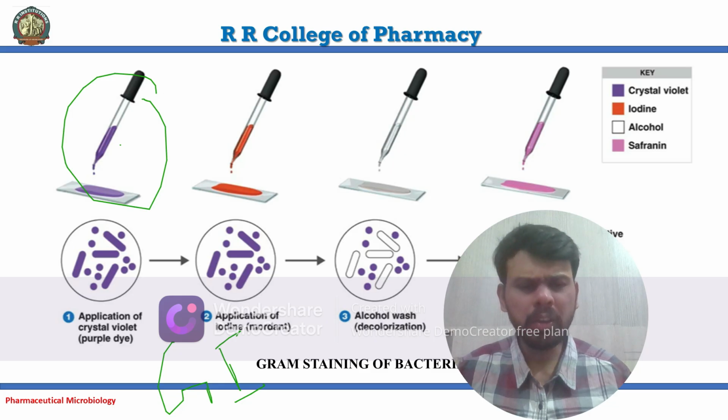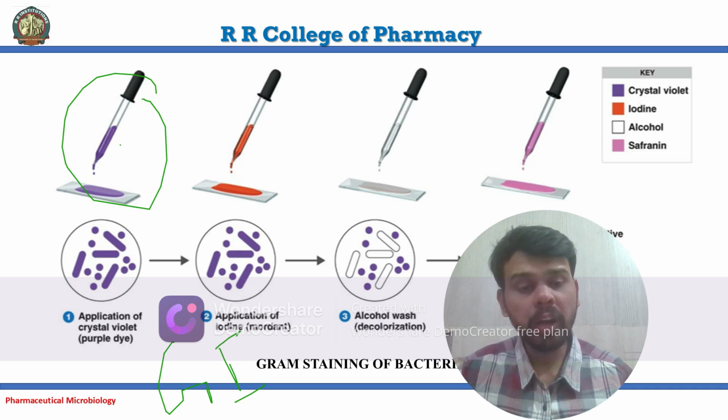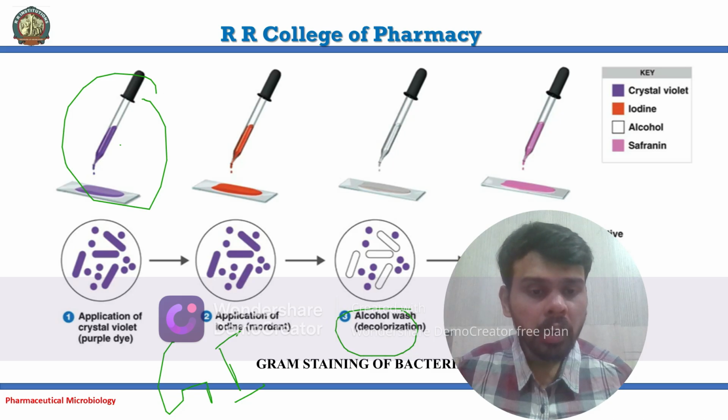So usually we'll be adding 1 or 2 drops, whether it is a primary stain or a mordant. After adding 1 or 2 drops, we have to allow it to sit for 30 seconds. After waiting for 30 seconds, again we need to take the water and wash. After washing, the next thing is the main step, where we are going to add the alcohol.